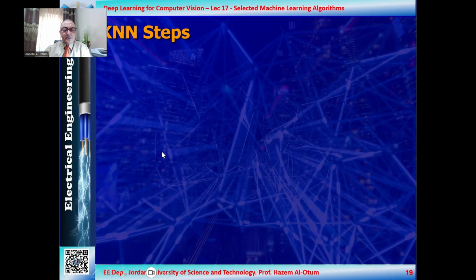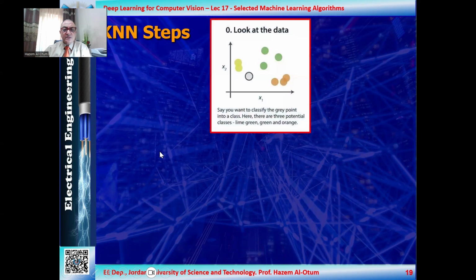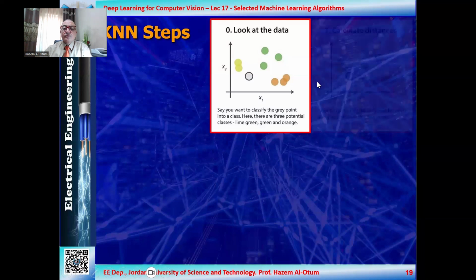Let's start with the steps. How can we do this? Step one: let's say that we want to classify the gray point here into one of the other classes. Here we have the lime green class, the blue-green class, and maybe the orange or the brown class. So this is our task, what we want to do.